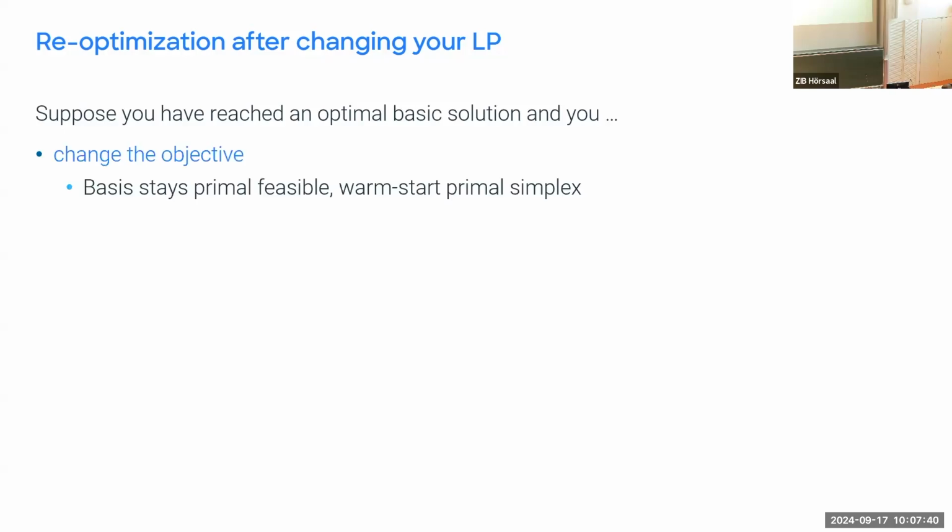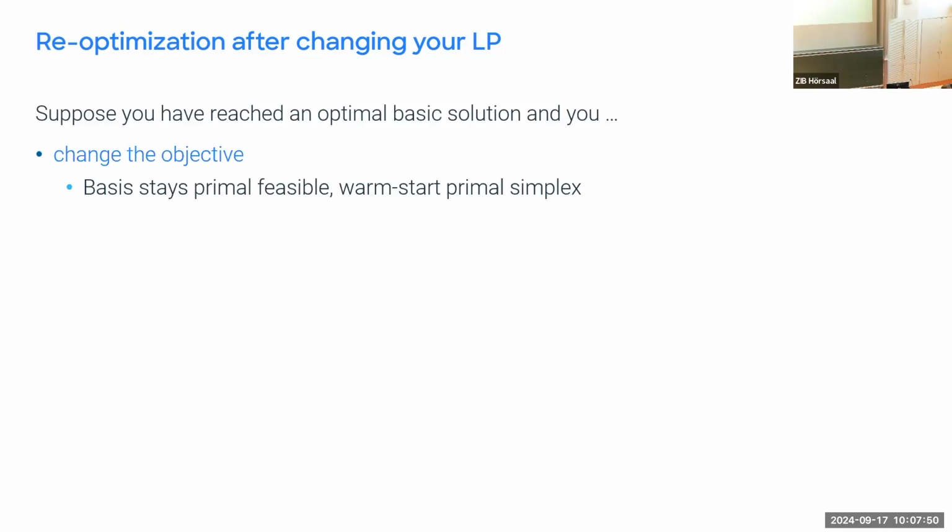Yes. And important is that you can also re-optimize with primal and dual simplex in different cases when you change your LP. This you will see in branch and bound will be very important. Let's just quickly think about this. So suppose you have reached an optimal basic solution. So you are primal feasible and dual feasible, and then you change something. For instance, you change the objective. In this case, of course, the basis stays primal feasible. So you can simply continue with the primal simplex, right?